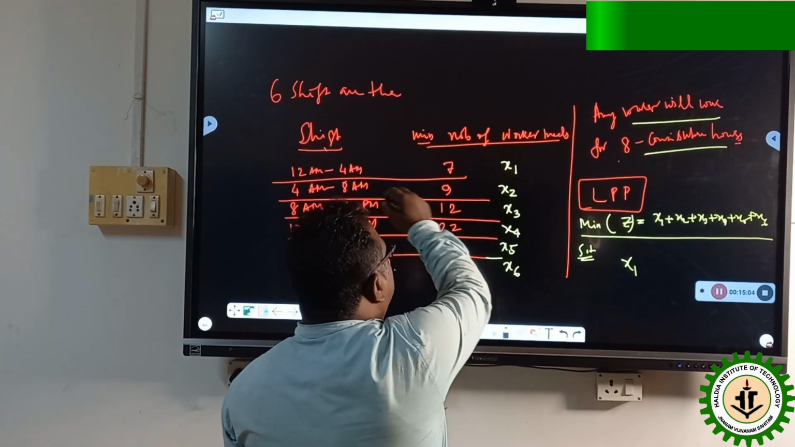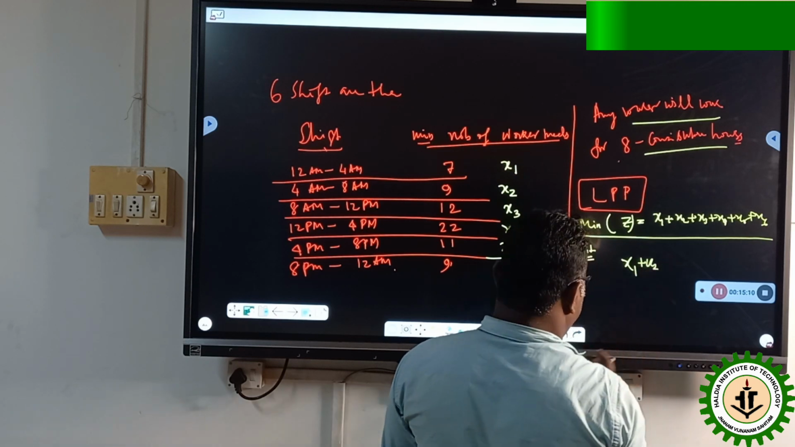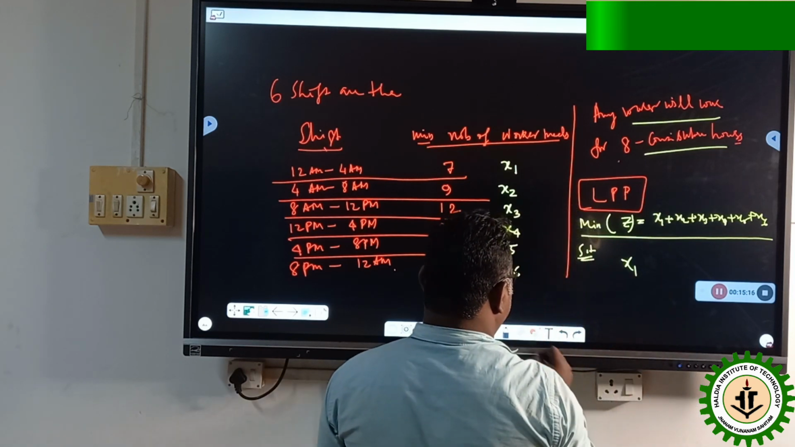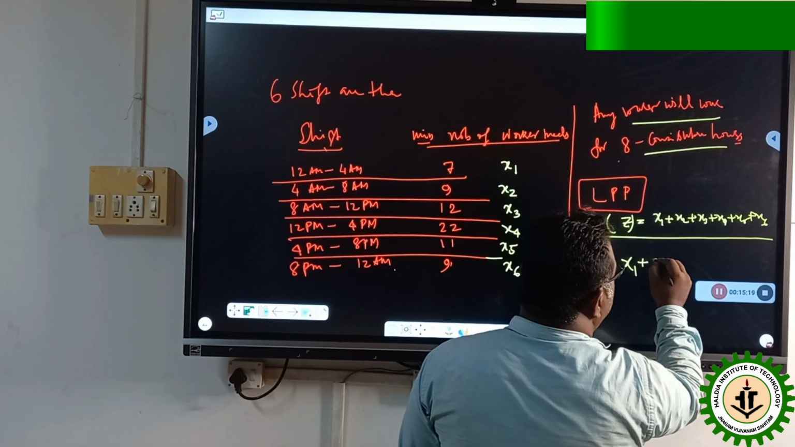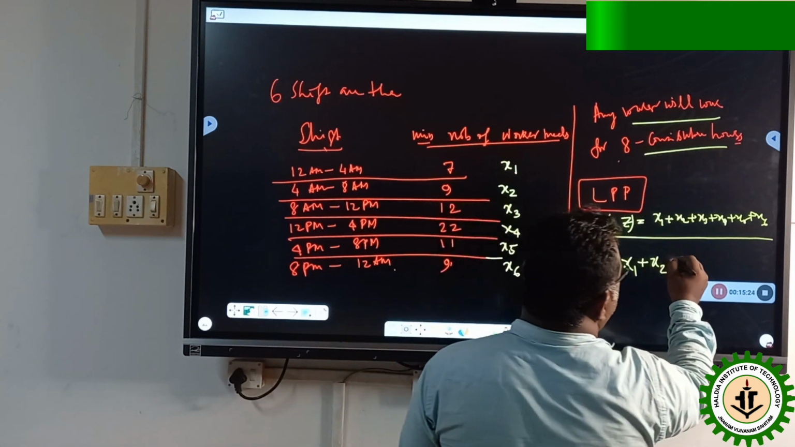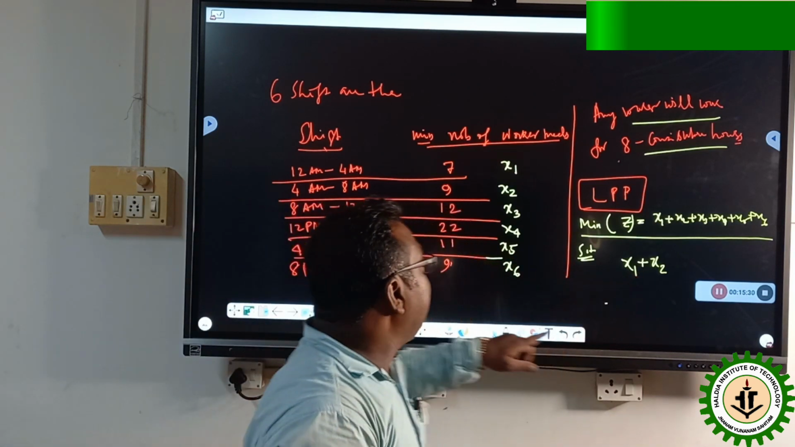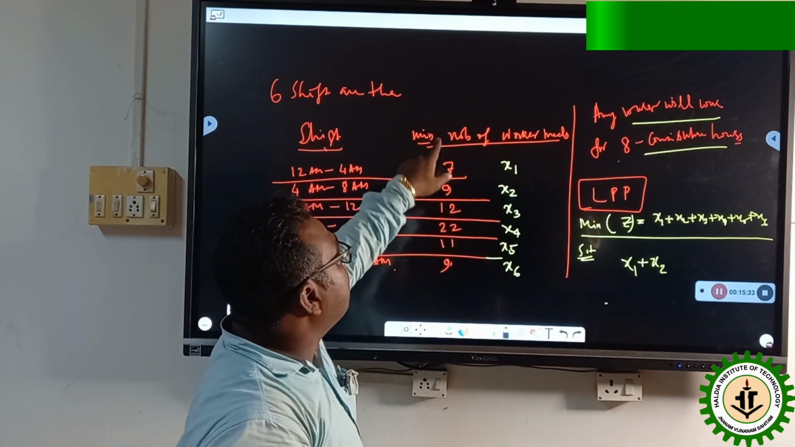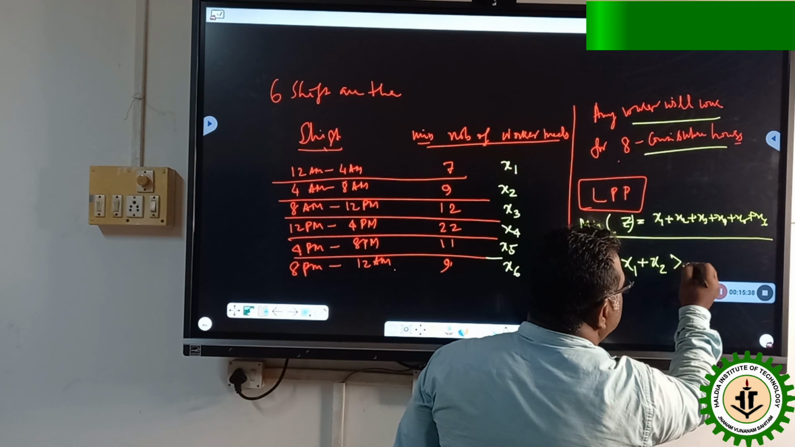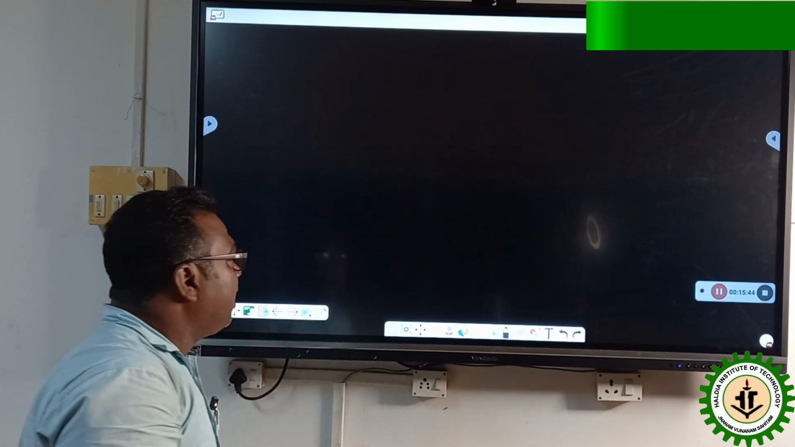plus the persons who are coming in the second session. So this is the total number of persons in the second session, and the minimum number of workers required is 9. So obviously this must be greater than or equal to 9. I think it will be better if we go to the next slide, and there we will write down the expression.